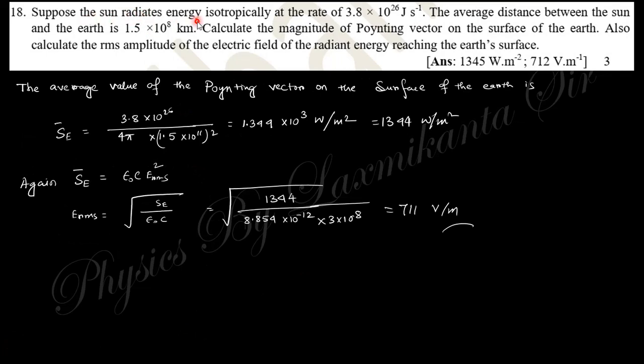Next thing, suppose the sun radiates energy isotropically at this rate. This is the energy radiated. Find out the Poynting vector at the surface of the earth. So the Poynting vector is this one divided by 4 pi r squared. And you know this is equal to epsilon naught E_rms squared. So E_rms equals like that.